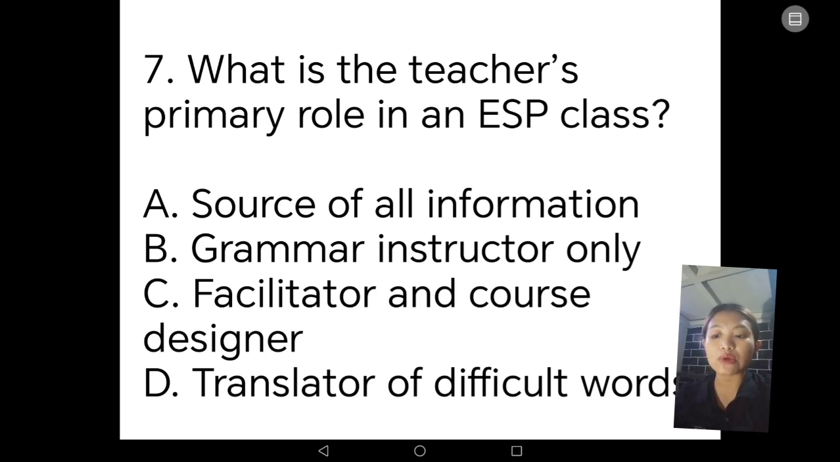While letter B is also not the correct answer because grammar is just one part of ESP. And lastly, letter D is not the correct answer also because translation is not always necessary and not the main role.